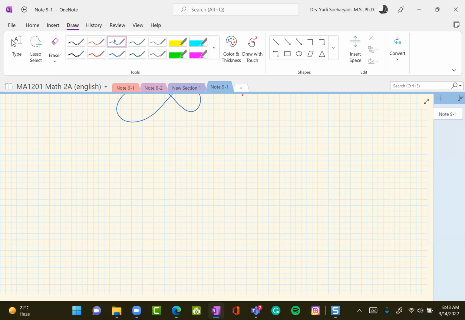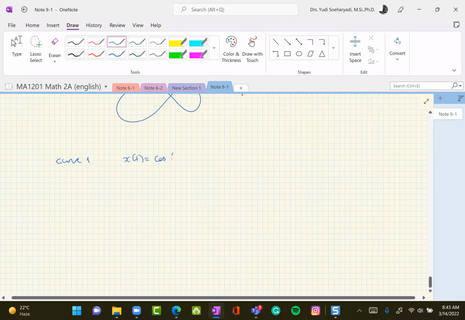Okay, so the question is, if you have this one here, curve 1, the first curve defined by this. Well, we've done this one, t is between 0 and 2 pi. And compare this to curve 2.